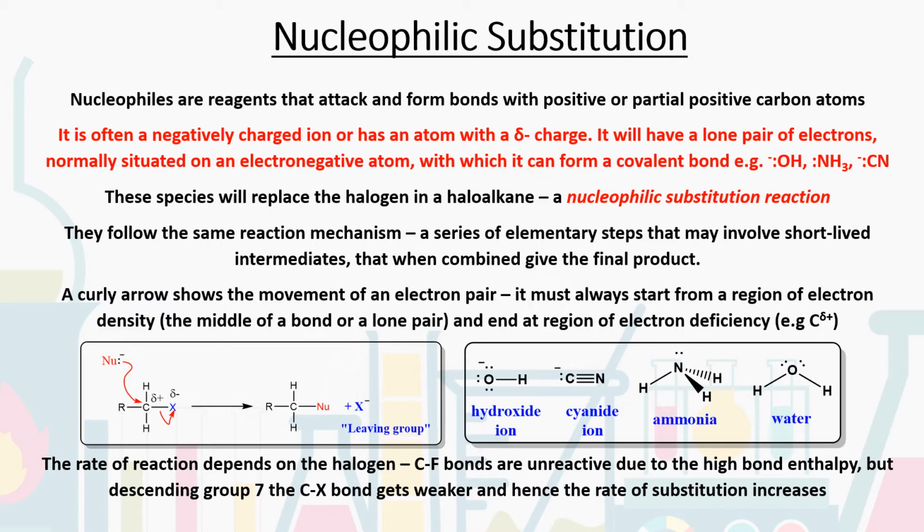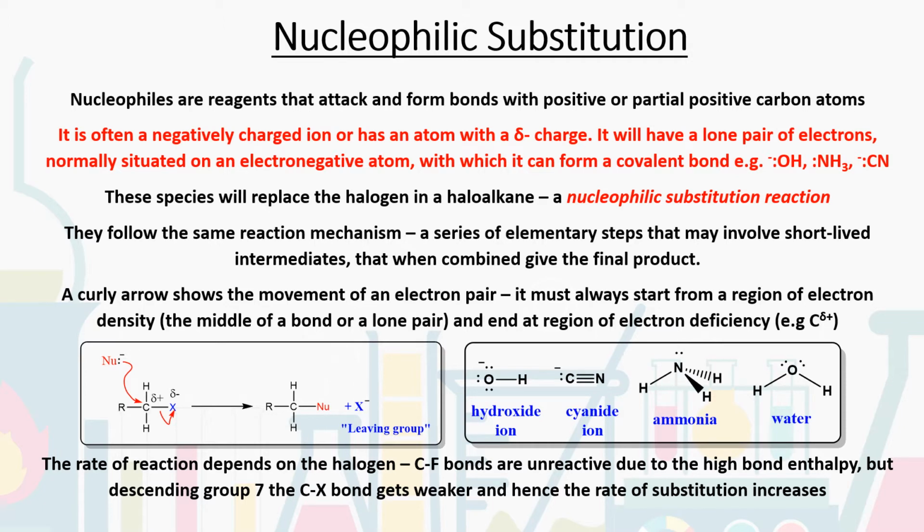Now, an electrophile is the opposite. It's an electron pair acceptor. And essentially what we have here is some kind of electron deficient carbon atom. So it could be a carbon atom that's fully positive, like a carbocation, or a carbon atom that is partially positive with that delta positive symbol, like we have in a haloalkane.